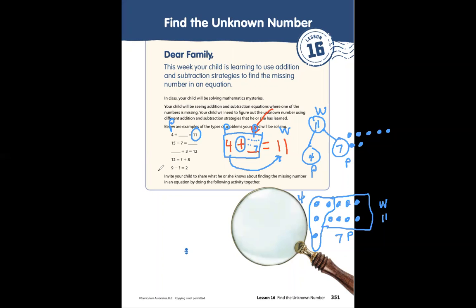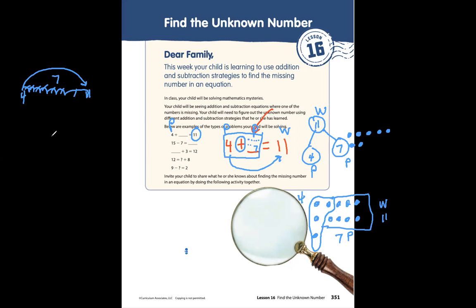Okay, there's all different ways that we can solve. We could also count on from 4 up to 11, right? 4, 5, 6, 7, 8, 9, 10, 11. That is 1, 2, 3, 4, 5, 6, 7 jumps. 4 and 7 make 11.